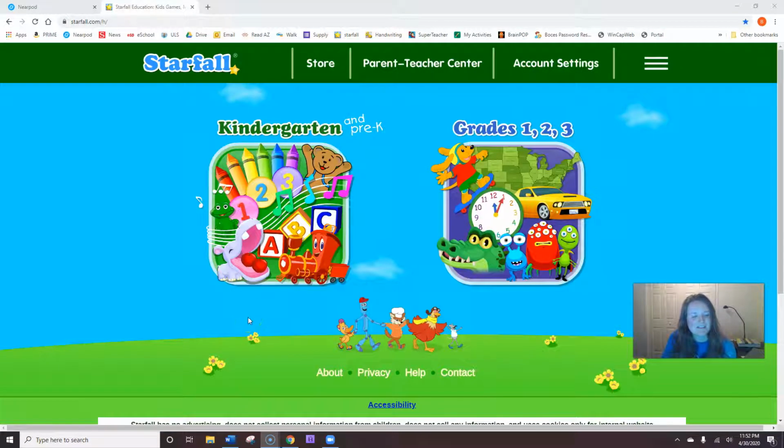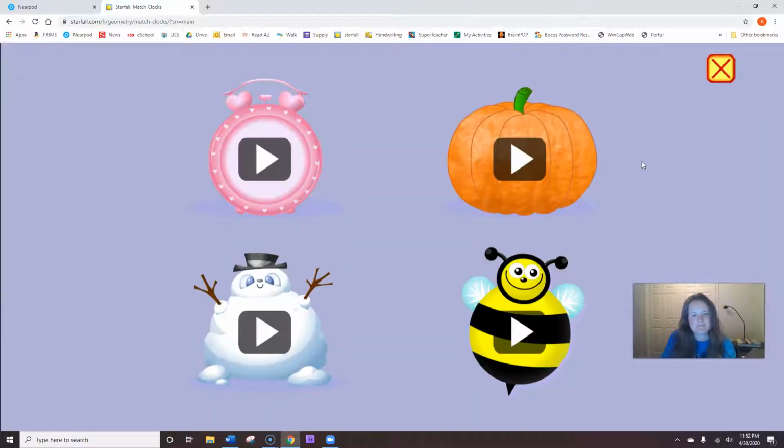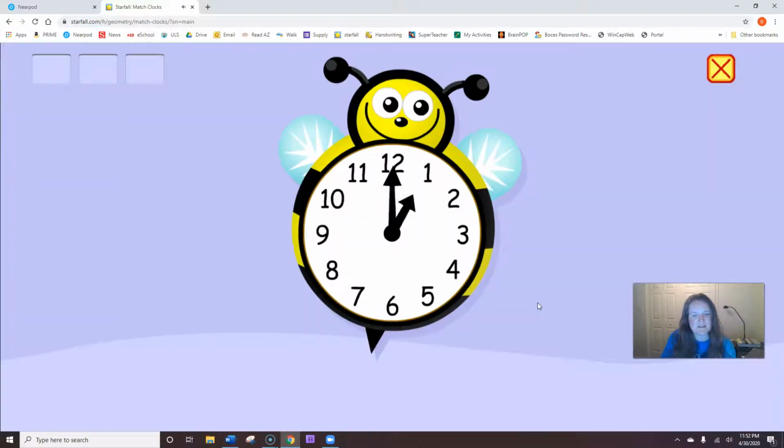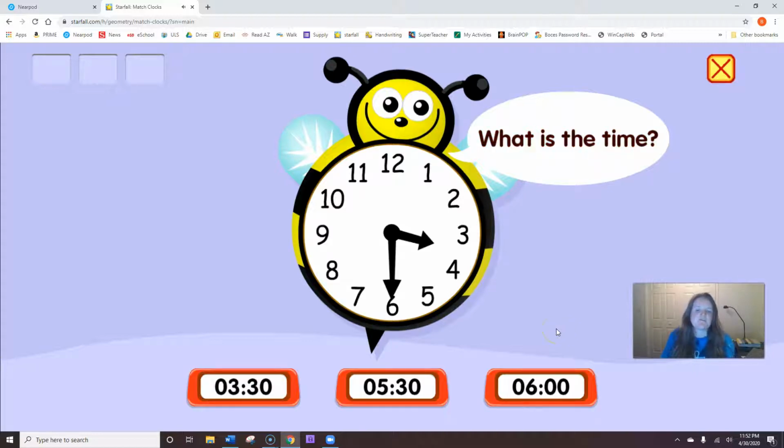Okay, let's practice telling time. We'll do a Starfall activity first. Let's do a B for spring. What is the time? Okay, so the first thing we look at is the little hand.